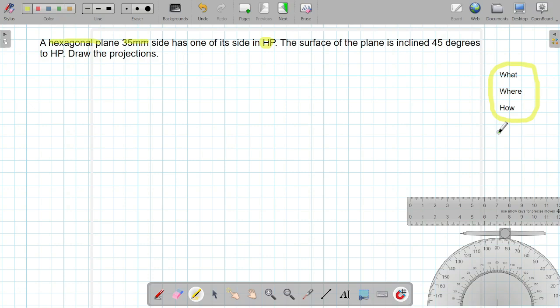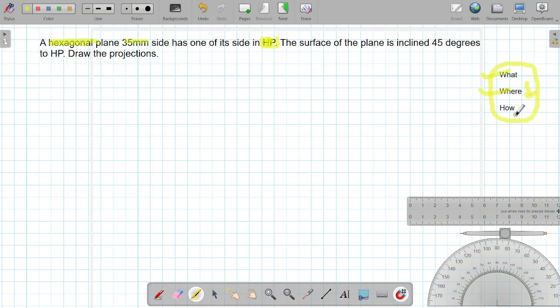If you answer these questions correctly, there is very less chance that you will draw the problem wrong. So starting with finding out the answers of these three questions, that is, what to draw. If you now see the highlighted part here, it is given as a hexagonal plane. That means we have to draw a hexagon. Now the next question is where to draw, which means whether we have to start from HP or from VP. Here it is given that a hexagonal plane of 35 side has one of its sides in HP. So as it is given in HP, we will start from down.